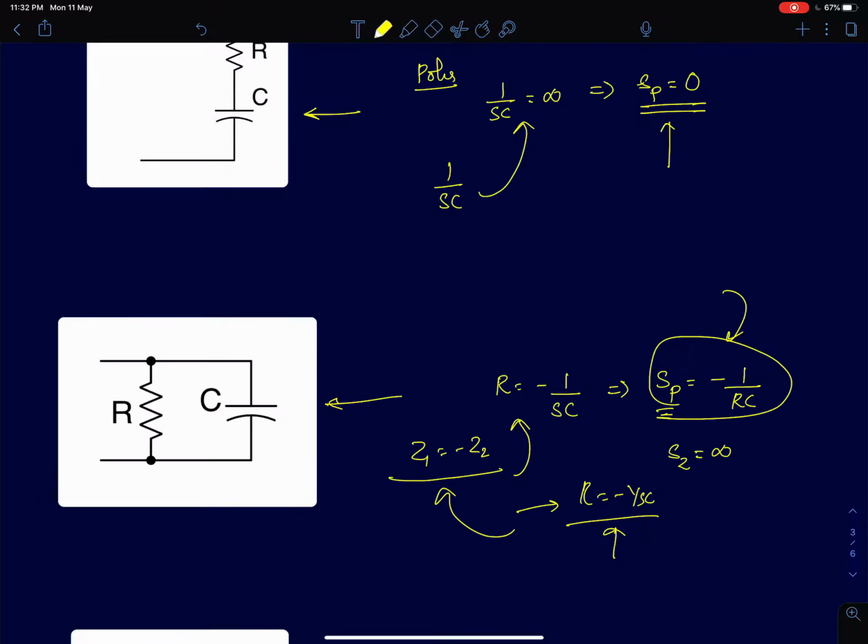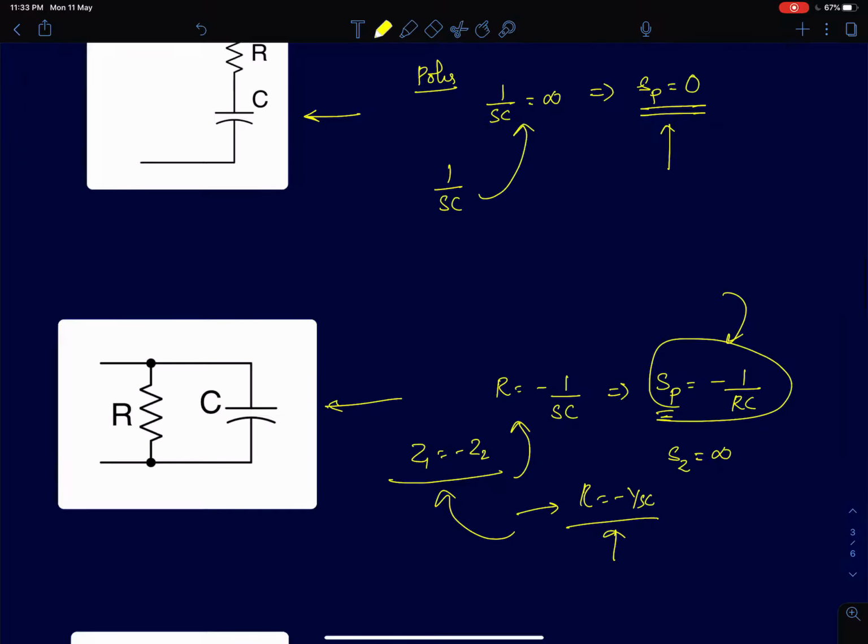Here the dependence on frequency is coming because your capacitor is frequency dependent, or in this case it depends on the variable S. So the impedance of the capacitor is variable. That's why we are having poles and zeros and all that.